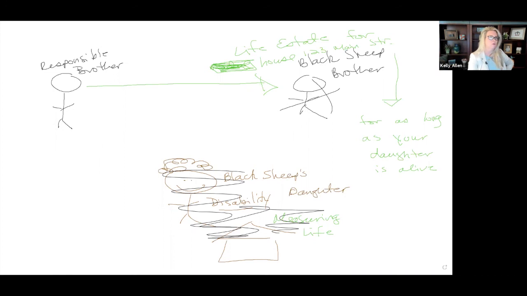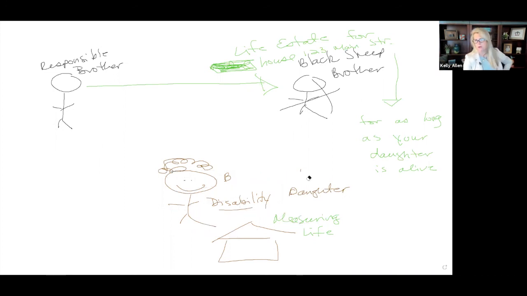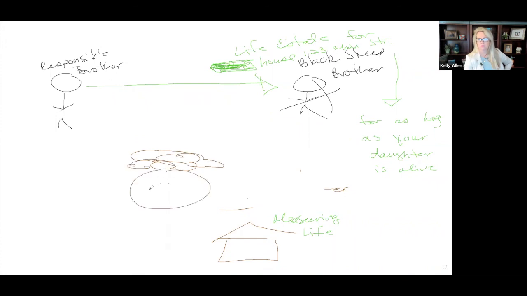Now, let's reverse it. What if he croaks out? I don't know. Let me see. Let's draw this over again. Okay, let me draw her again. Thanks for your patience. Okay, there she is. She's the daughter with the disability. All right, now what if Black Sheep brother croaks out? Now remember, his life estate is for her life. She's still alive. That means his life estate, if he dies, can be what?